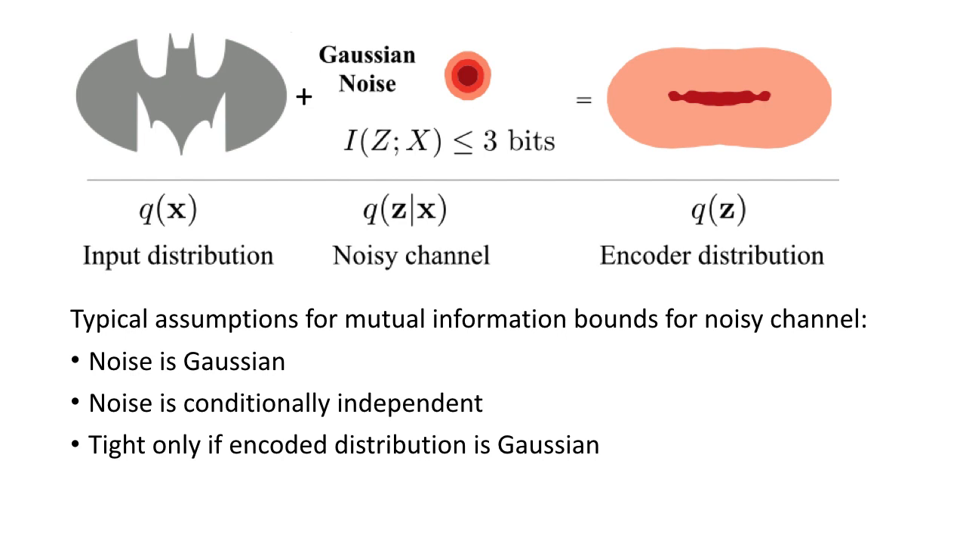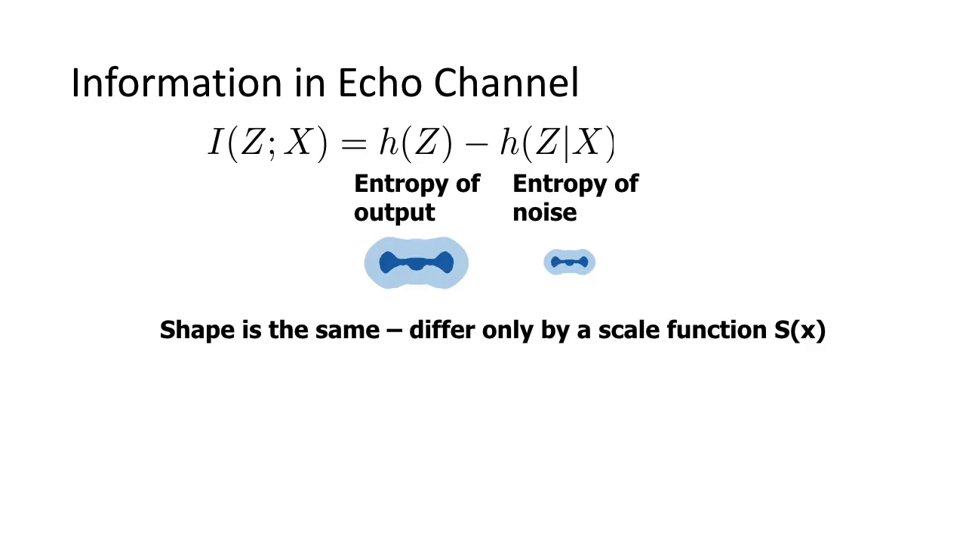So the way that this is normally handled is with a bunch of assumptions. For instance, we might assume that the noise is Gaussian, and then we can get an upper bound, but this upper bound is only tight if we assume that the input is also Gaussian, which is very unrealistic. We consider a different idea for constraining the mutual information in a noisy channel.